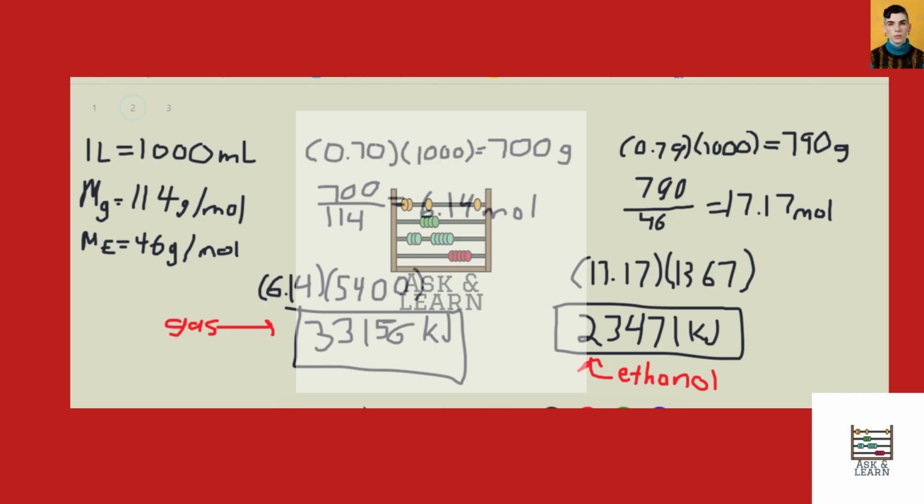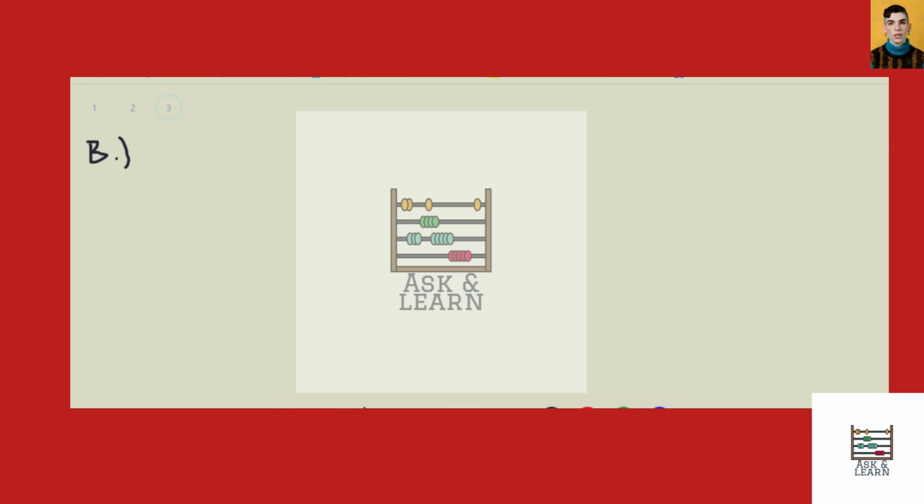If we have 85% ethanol, then we're only going to be producing 85% of this energy value. Conversely, if we have 15% gasoline, we're only going to be producing 15% of this energy value. So you can write it simply as this.